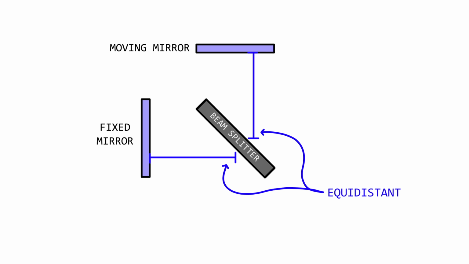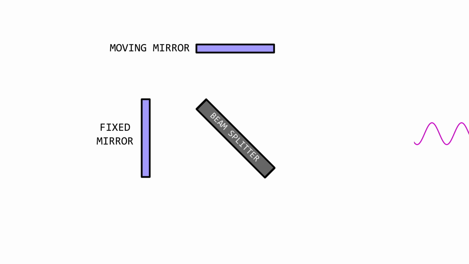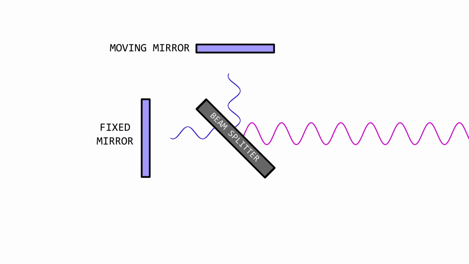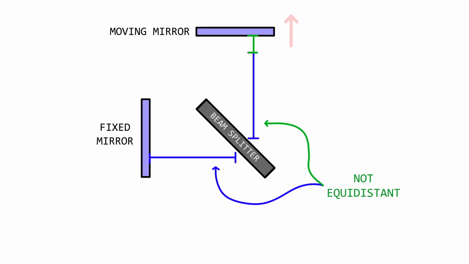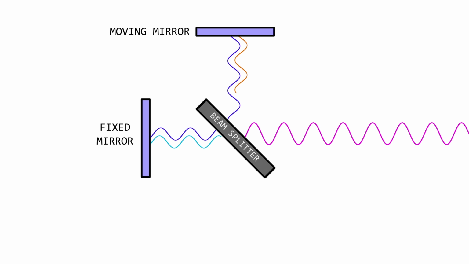If the fixed mirror and the moving mirror are equidistant from the beam splitter, then the light is gonna pass through, reflect, and recombine as if nothing happened. But as soon as the moving mirror moves, the two mirrors are no longer equidistant, which means that the light we're sending through, which is composed of a massive number of different wavelengths, is now going to start interfering with itself in different ways.